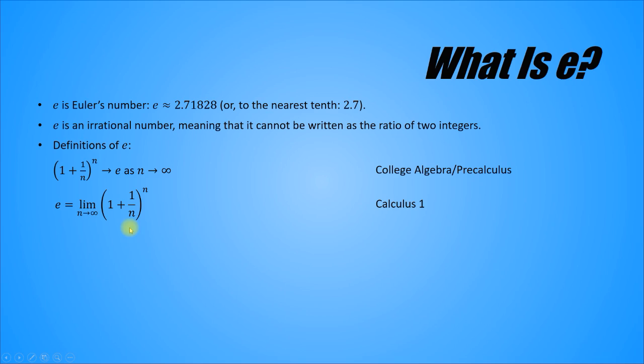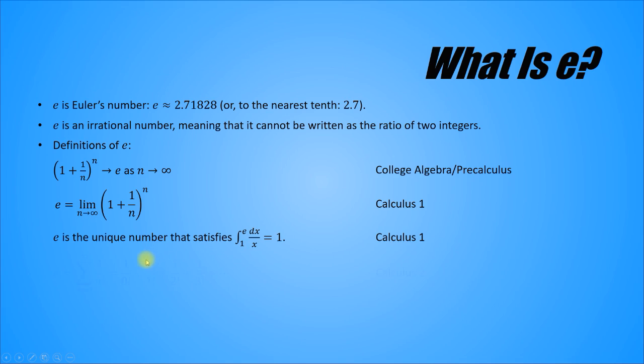Later on in Calculus 1, when you learn how to do calculus with exponential and logarithmic functions, you learn that e is the unique number that satisfies this equation. So the integral from 1 to e of dx over x equals 1. And the integral of dx over x, that's the natural logarithm function.